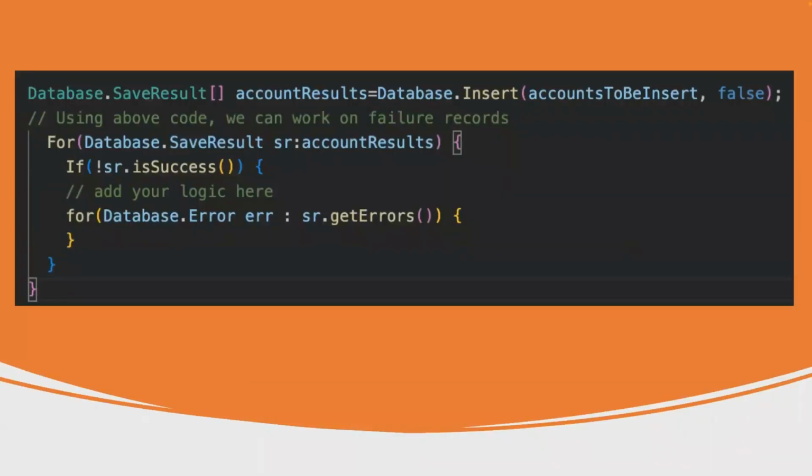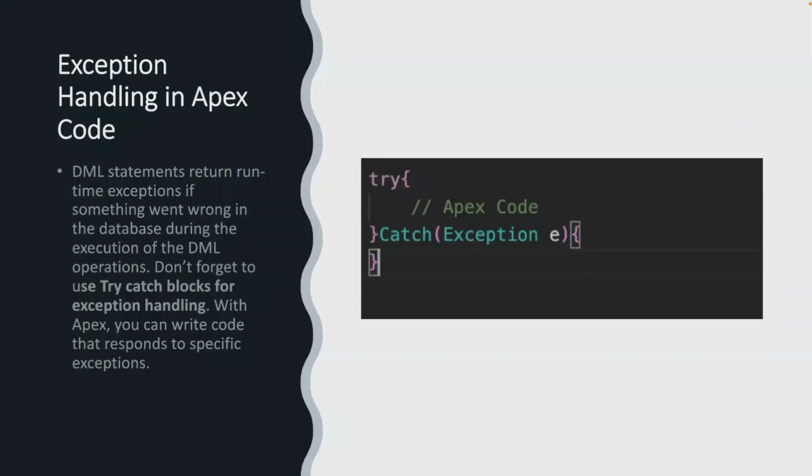We can see the example. Database.insert, and there is a collection with false. If a success is there, it will just give a save result as a success, and we can do our logic. If an error is there, we can give the handling code if we want to add it. This is exception handling in Apex.